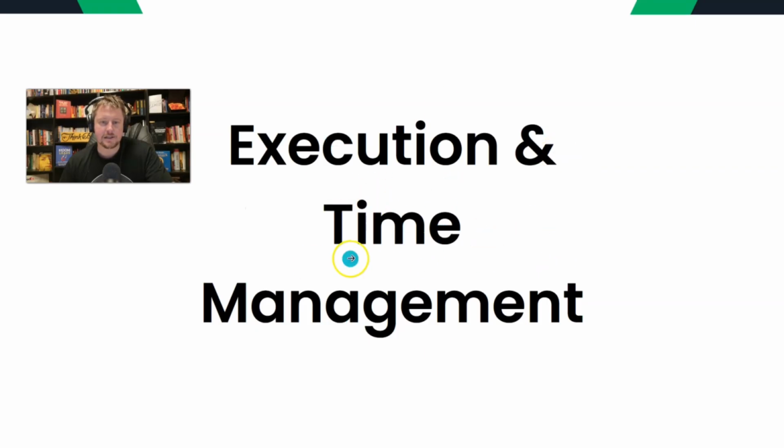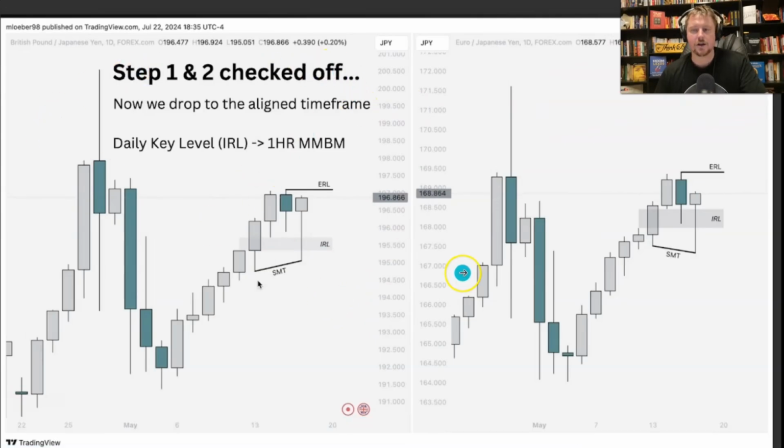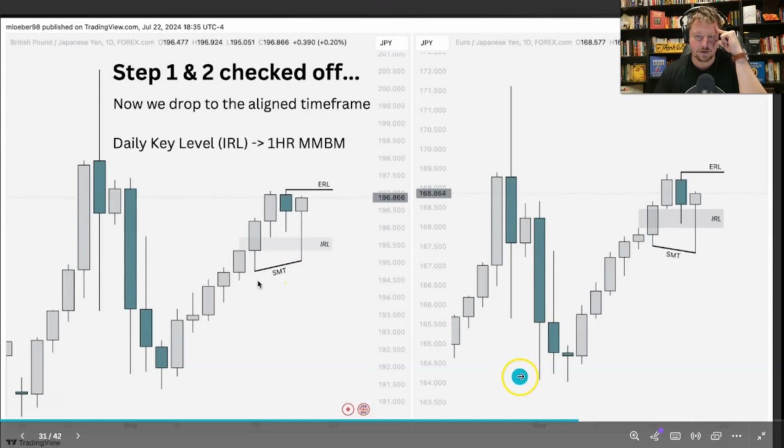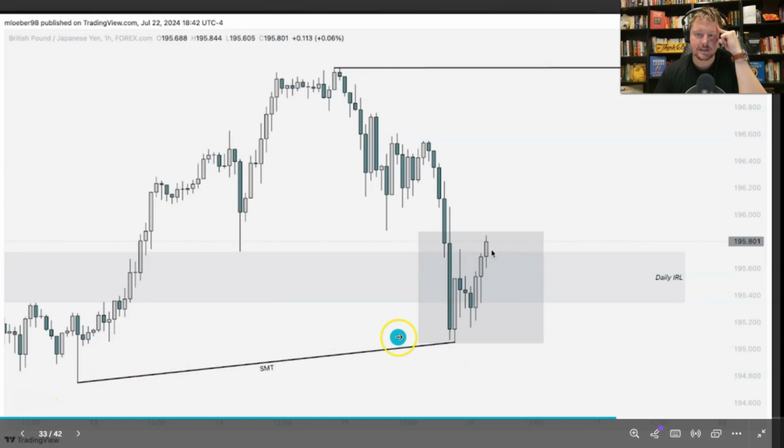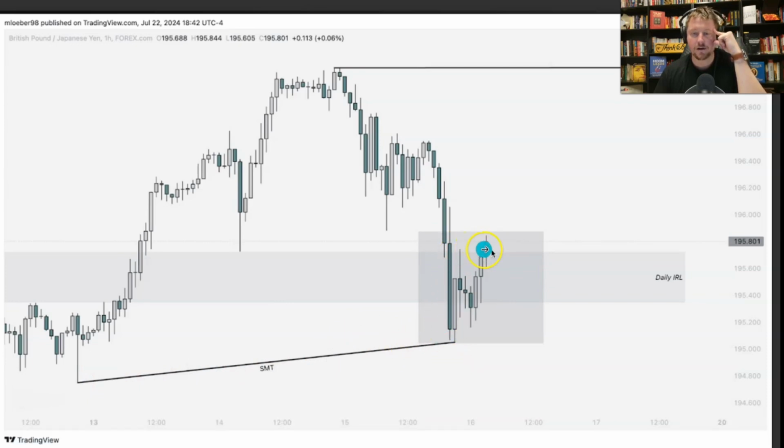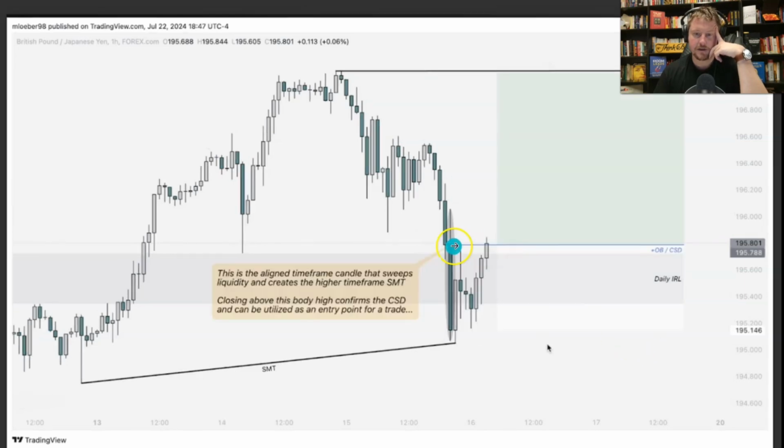Now let's talk about execution. If step 1 and 2 are checked off, again, that's if on the higher time frame you can see that there's an SMT and that you just hit a point of interest. Okay. Then now we're looking for this SMT, right? We see the SMT. We see that the external range of liquidity, we broke into the internal range of liquidity, and now we're going to break out to the external range of liquidity. Now you're going to focus on the price action. Now you're on the lower time frame. SMT, order block. Finally stop above the order block. We're going to enter our trade right here.